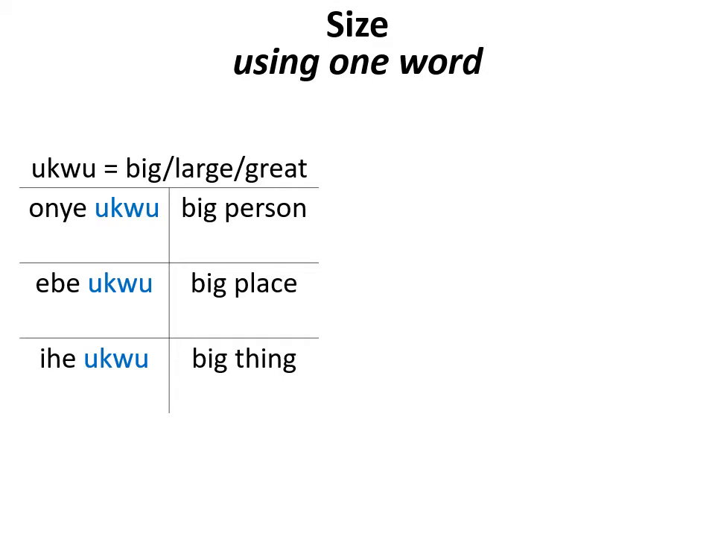Okwo, leg, is different from ukwu, waist, which is spelled exactly like ukwu, big, large, or great. So onyeukwu is a big person or a large person or just somebody of significance. So a big person or like somebody important. Ebeukwu, a big place, and ihunkwu, a big thing.